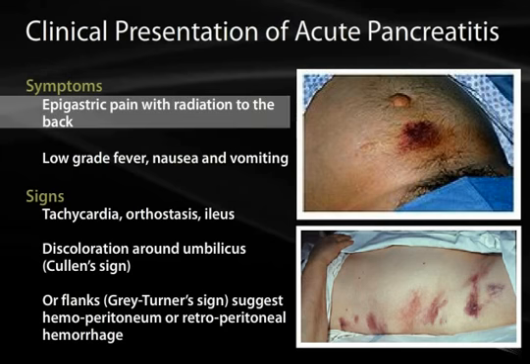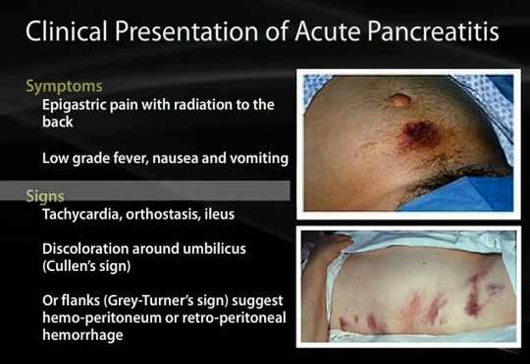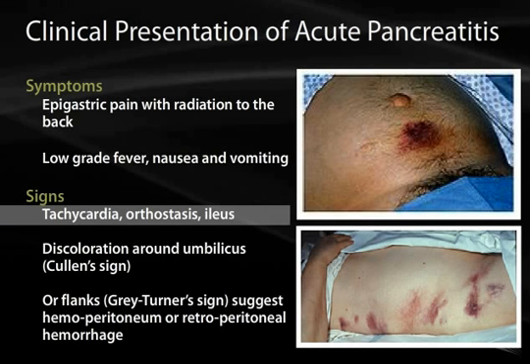Clinically, patients will classically present with epigastric pain that radiates round to the back. It's associated with a low-grade fever, nausea, and vomiting. And patients can sequester large volumes of fluid in their abdomen as inflammation takes place. Therefore they present with tachycardia, orthostasis, and ileus, which is a reaction to the inflammation in the abdomen.